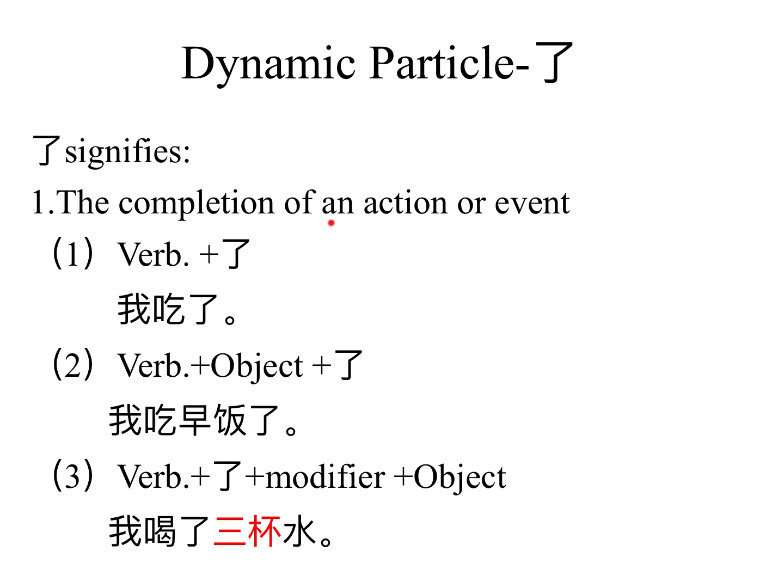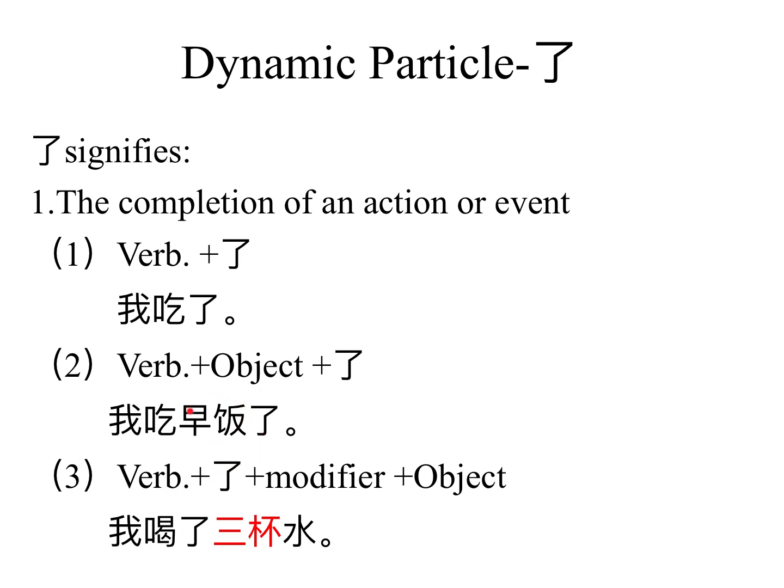But it does not equal past tense, because sometimes we can use le in the future. So we only emphasize that we completed an action. The basic structure of the first meaning is verb plus le. For example, 我吃了, subject, verb, le. I already ate. If there is a verb here, you need to put le after the verb. Like, 我吃早饭了. I had my breakfast.